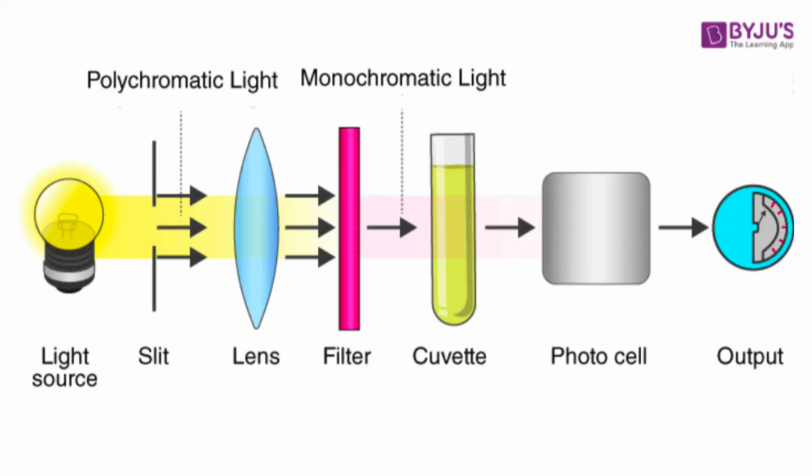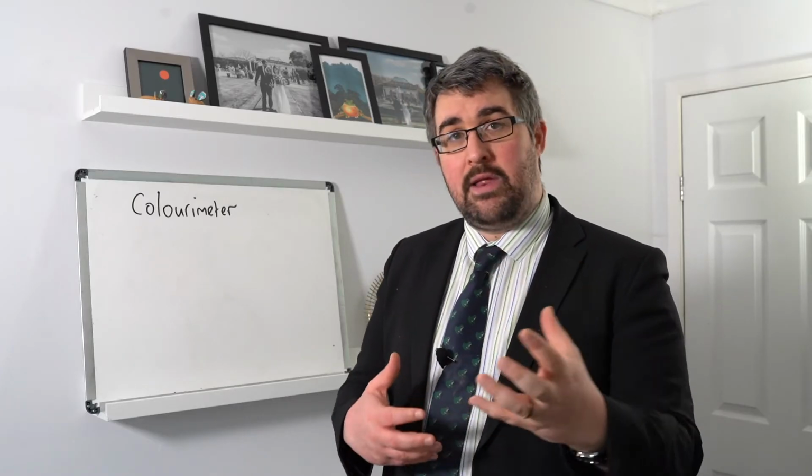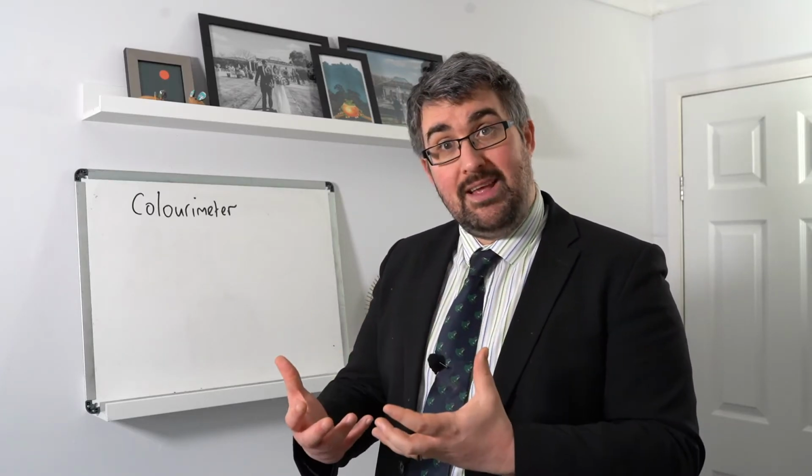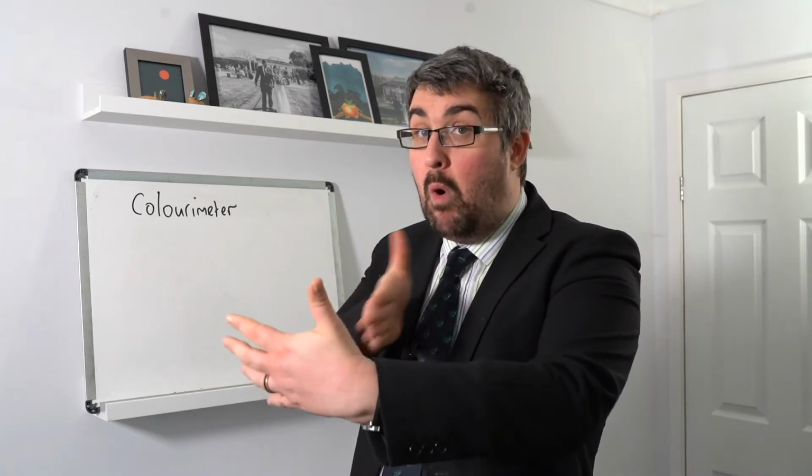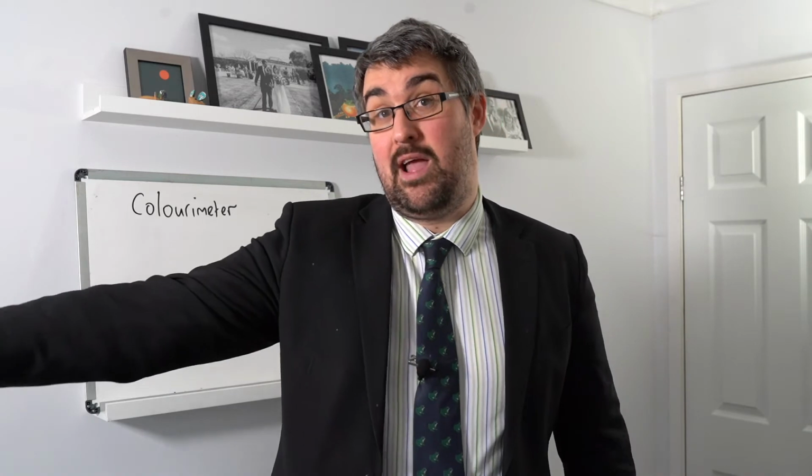Basically, it's a piece of equipment that measures the absorbance of light. So you shine light through a sample, and you've got a little detector at the back that can detect how much light is passing through the solution and how much is being absorbed. So the cloudier the solution is, the less light will pass through, and more will be absorbed, so we'll detect less light on the other side.